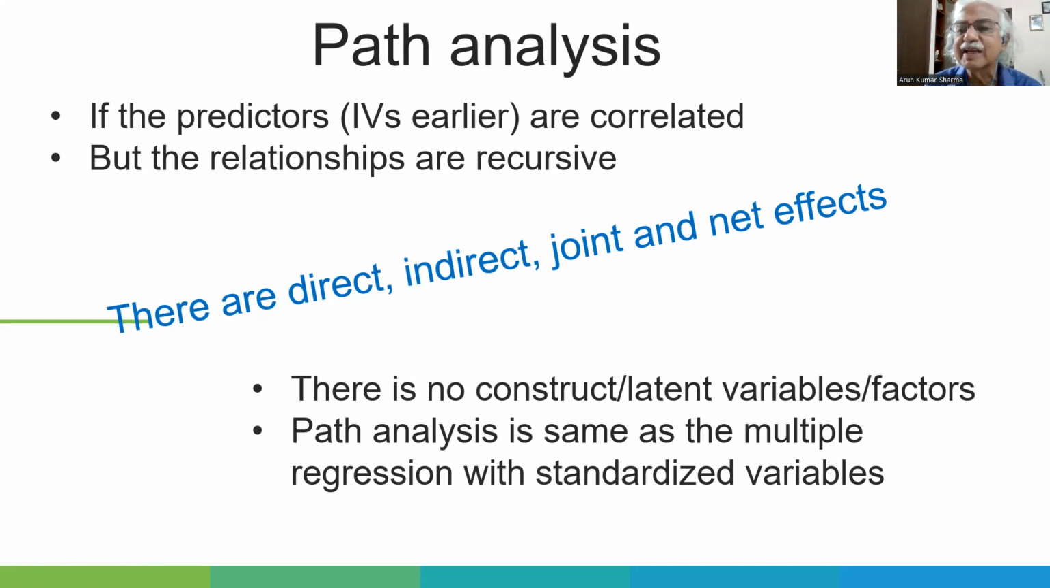But the relationships are recursive. Usually path analysis is used when the relationships are recursive, although there are path analytic models for non-recursive relationships also. And in case of multicollinearity or a network of relationships among independent variables, you can calculate the direct effect of a variable on the dependent variable, the indirect effect through other variables, the joint effect of two variables, and the net effect of a variable.